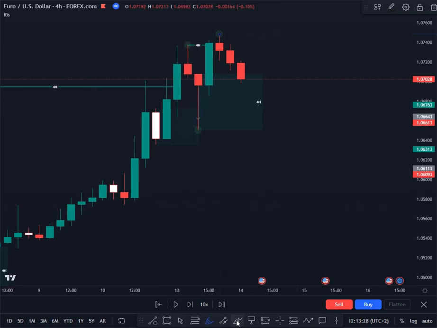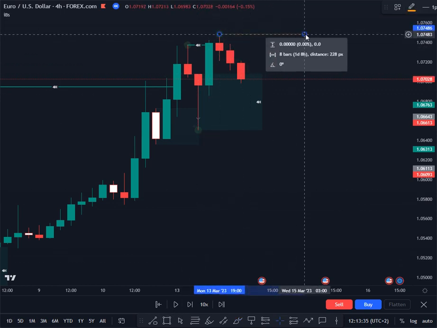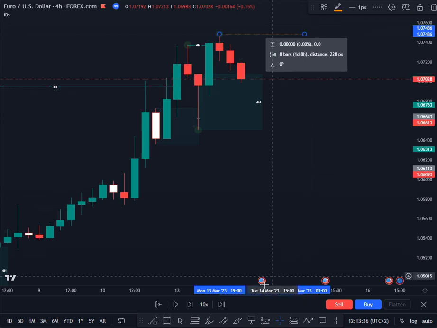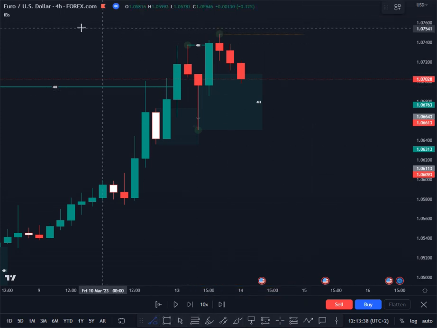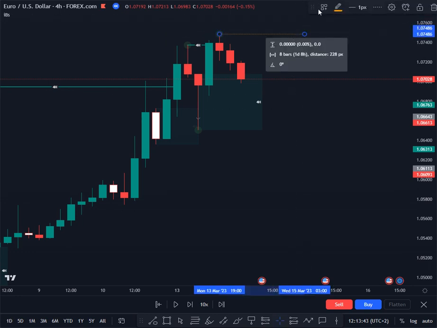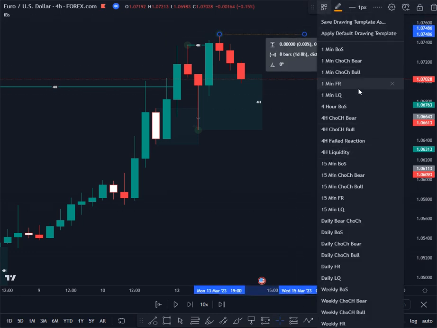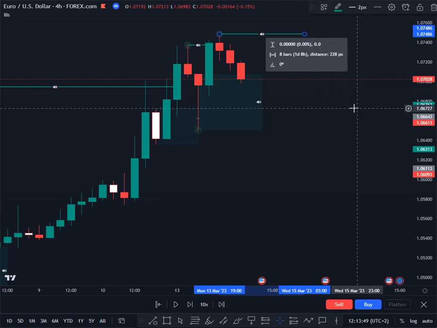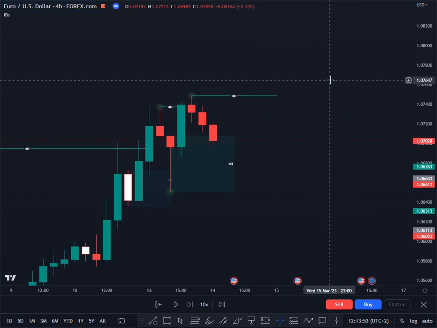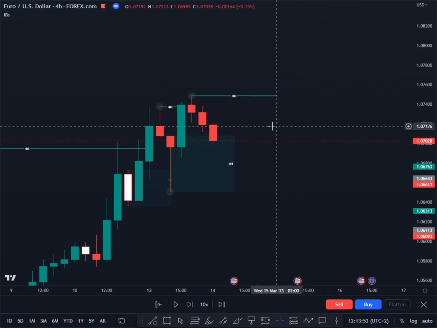And I will look to target this high, essentially, right? Does that make sense? I hope so. I'm talking to myself here. But yes, this would be the point in which price would break structure. If price closes above this, then I mark this as the swing structure.